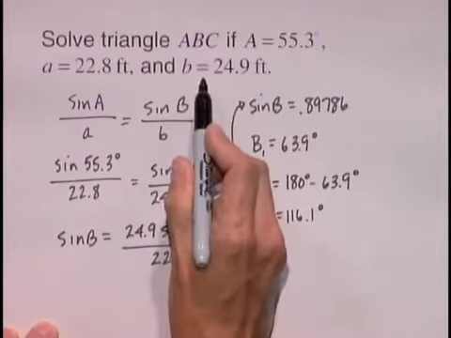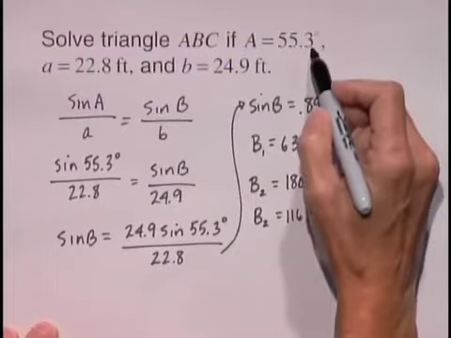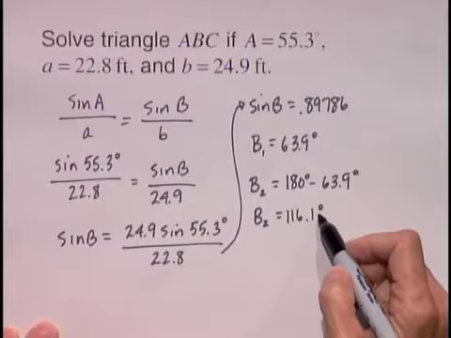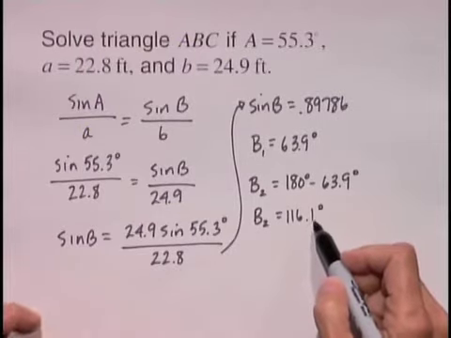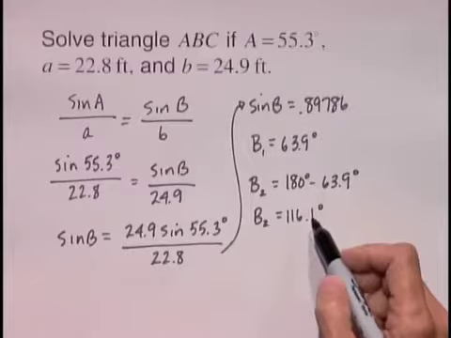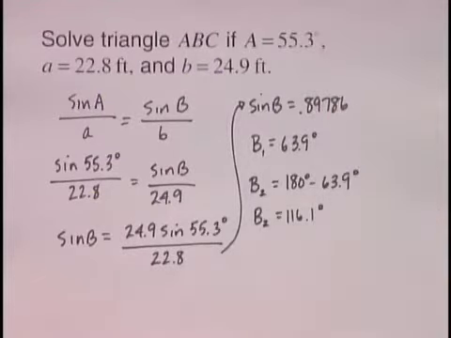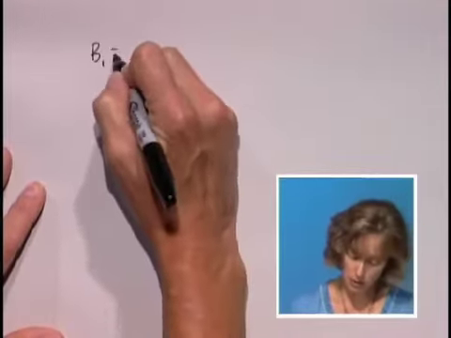I know that the second angle is a legitimate second angle and that there are two triangles that fit this given information, provided that 116.1 plus 55.3 don't add to more than 180. If they did, I would cross off this as a second possible angle in a triangle. Well, since 116 plus 55 don't add to more than 180, there are two triangles that we need to solve. Let's start with B1 equals 63.9 and work with that.